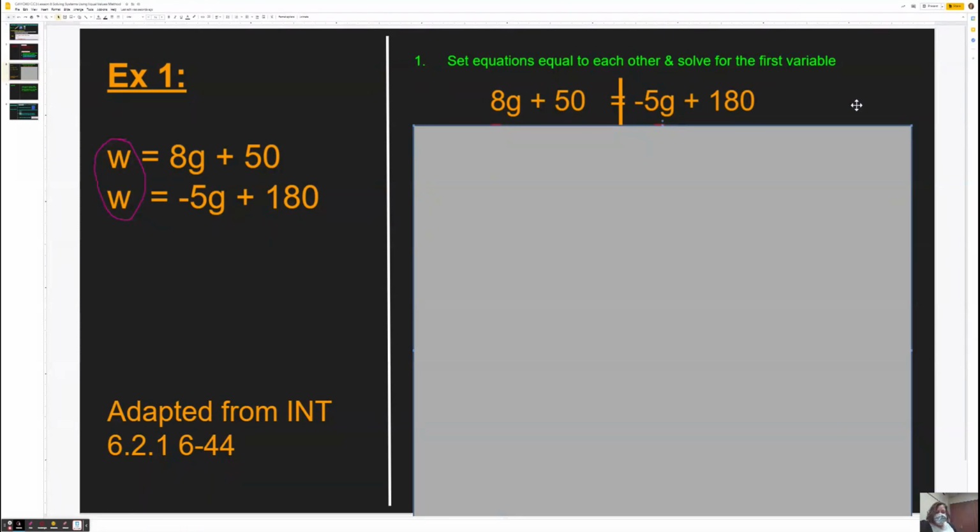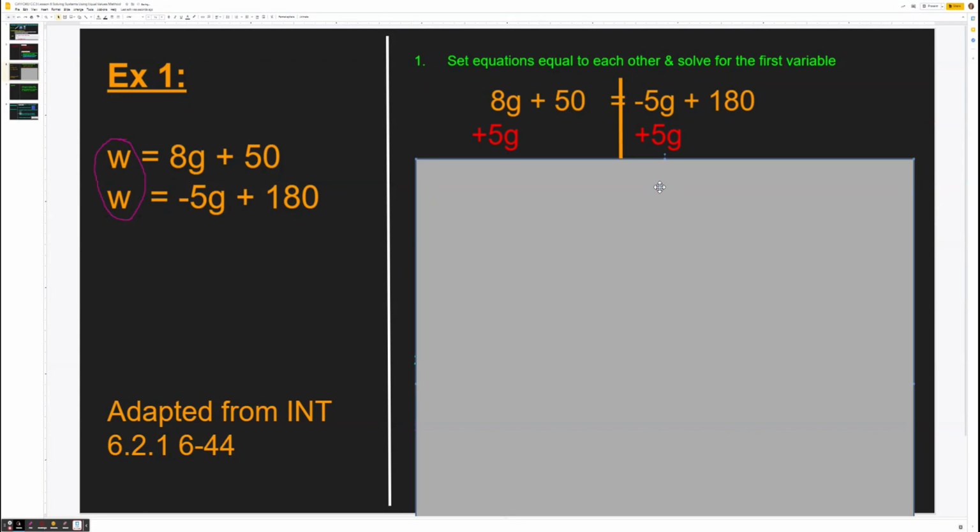Now, in your head, hopefully you're thinking, what can I do to get all of the g's on one side together? And I notice that I've got this negative 5g. So I want to get rid of it or move it. So I'm simply going to add 5g to both sides of my equation. Now, remember, in doing so, that turns this into a zero pair, right? And that's why we wanted to add it. We have to get that to be removed. And whatever we do to the right side, we do to the left side.